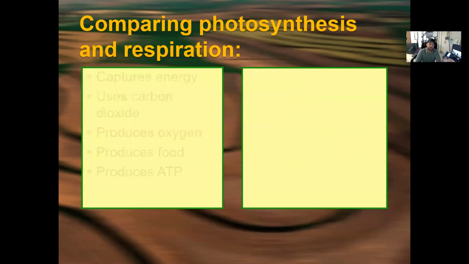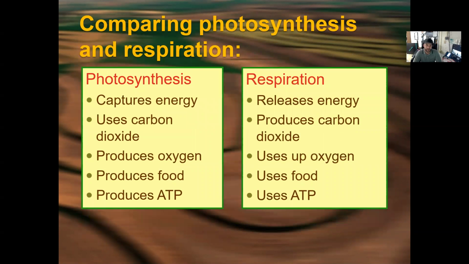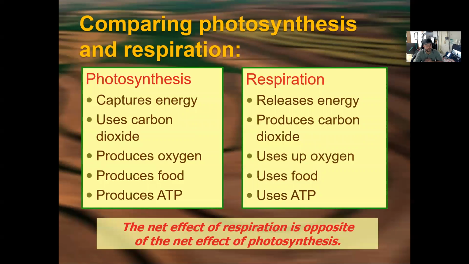Comparing the two, photosynthesis captures energy, uses carbon dioxide, produces oxygen, produces food, and produces ATP. Respiration, on the other hand, releases energy, produces carbon dioxide, uses up oxygen, uses food and uses ATP. So the net effect of respiration is opposite to the net effect of photosynthesis. You have two different processes that offset each other a bit, but at the end of the day still create oxygen for us to take in.